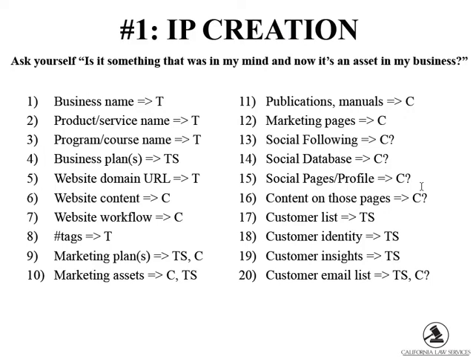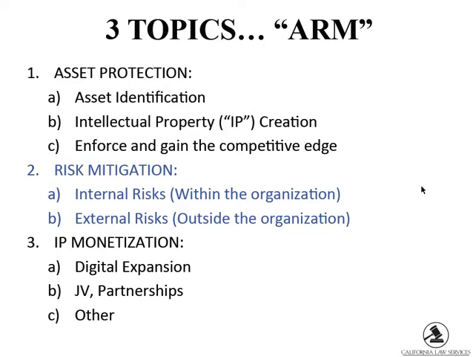Let's jump down to number 17, customer lists. These are definitely trade secrets you want to protect from all sides, right? Reflected in contracts. Identity of customers, insights, customer email lists. These are all things that are highly secretive to your business, that give you the competitive advantage, and you want to reflect these in different contracts.